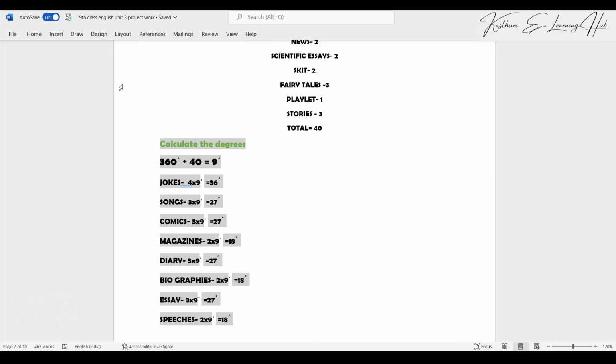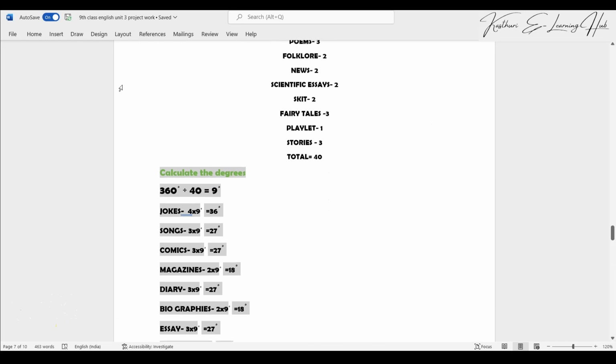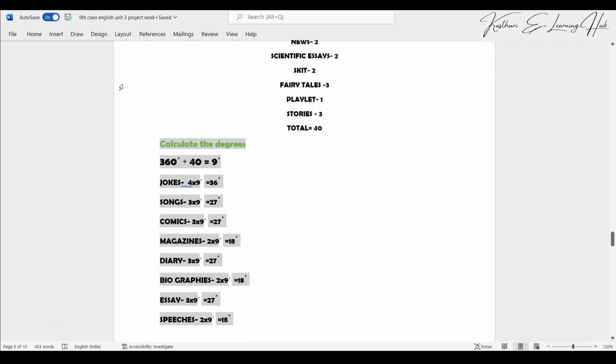For each one, as per the data, jokes, how many are there? 4. 4 into 9, 36 degrees. That is for the jokes. Songs, how many? 3. 3 into 9, 27. Comics, how many? Yes, 3. 3 into 9, 27. Like that, we have to find out the degrees.